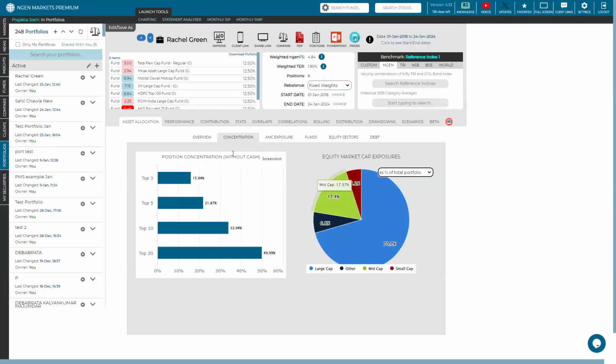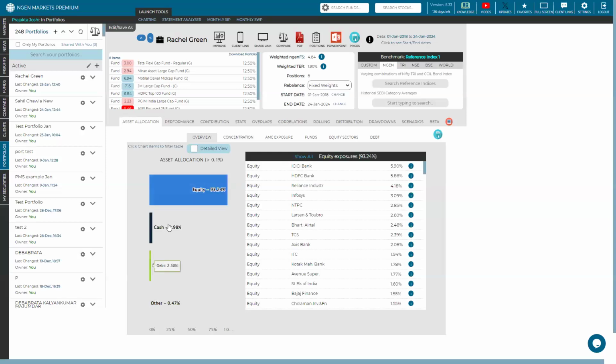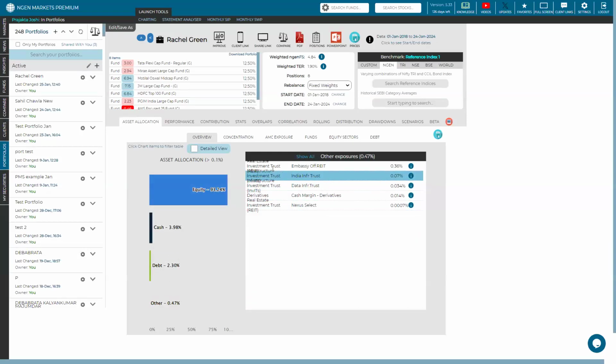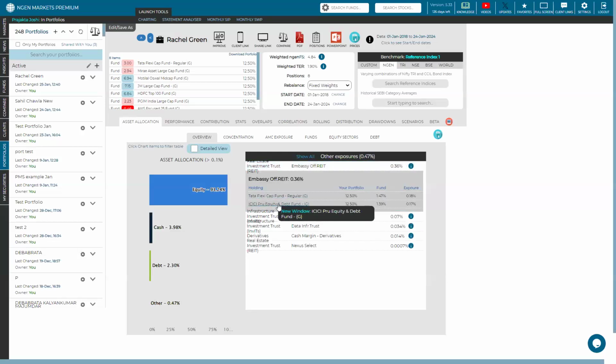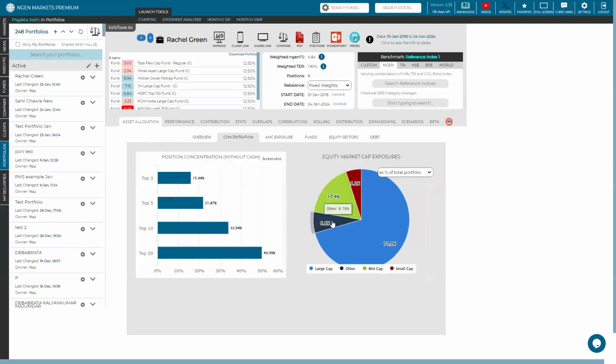So what all will not be classifiable? The debt portion, the cash, and typically others, meaning the REITs that are there in the portfolio, right? Which are coming from these particular funds. So this will typically form a part of others. And that is exactly what you can see in this 6.76%. So cash, debt, and some other REIT investments.